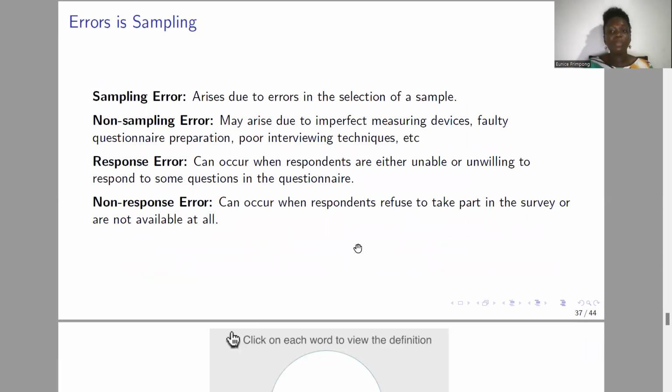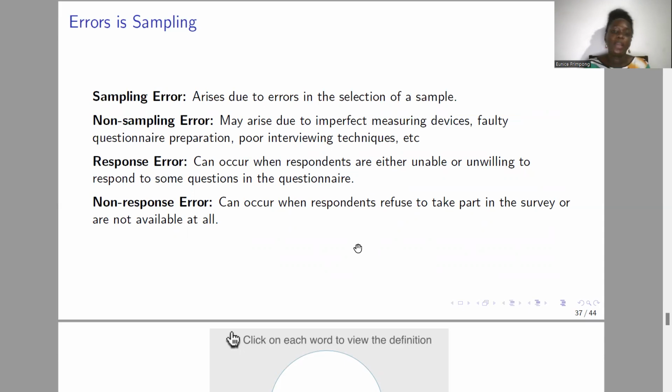There are some errors we may encounter in the process of sampling. The first is the sampling error, which can arise just because of the selection of a sample. For example, with systematic sampling, if you were trying to select the second, then the 12th person, the 22nd person, in your counting, you may make a mistake and select the 23rd person. There's an error as a result of your selection of the sample, all right?